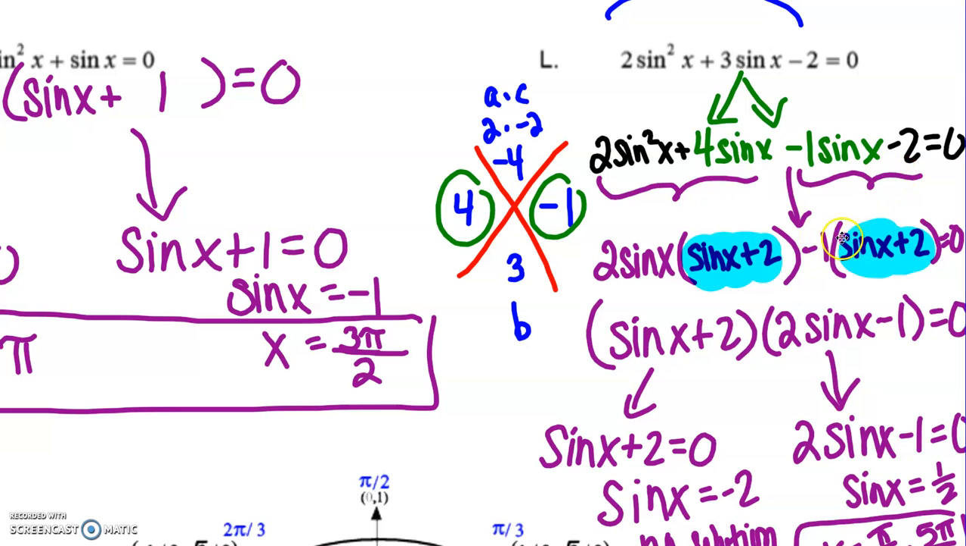Again, you can think about distributing that back in, and you should get what you started with. Negative 1 times sine x would be negative 1 sine x, and negative 1 times 2 would make negative 2. So that's where that came from.